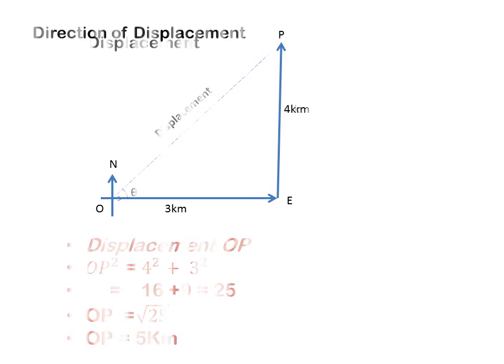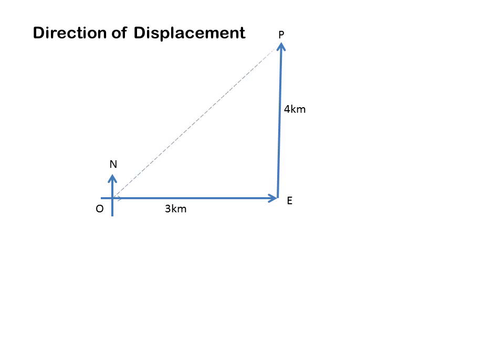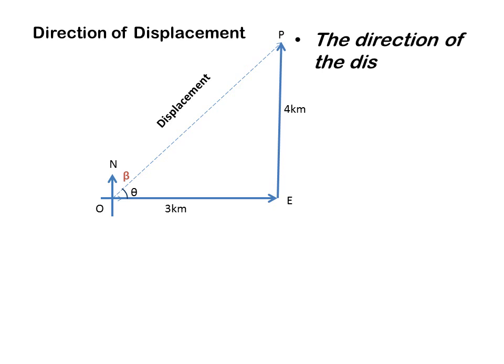Now we're going to get the direction of the displacement. He has moved from O to P as shown. That's the displacement. The angle of displacement is given by angle beta as shown. We'll get angle beta by first finding angle theta, because angle theta directly relates to the values we are given already, which are 3 kilometers and 4 kilometers. Using trigonometric ratio, we now find theta as shown.